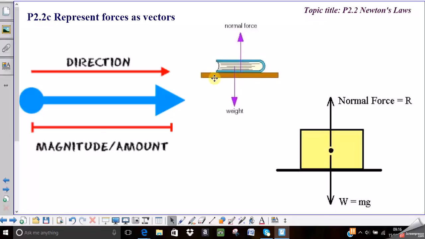A book that's standing on a table: there is the weight of the book, and there is the normal force, the reaction from the table. Now, if we look at the size of the arrows, we see that these two arrows are exactly the same size. So the normal force, the reaction from the surface, is equal to the weight, the gravitational pull from the earth. That means in this situation, this book is not going anywhere. It is just sitting there because these two forces are balanced.